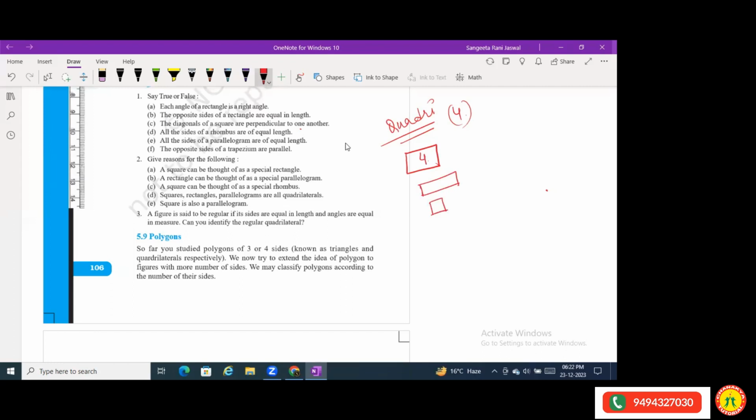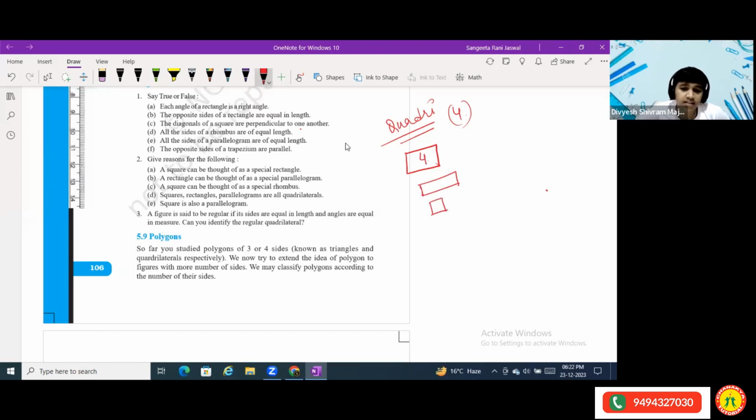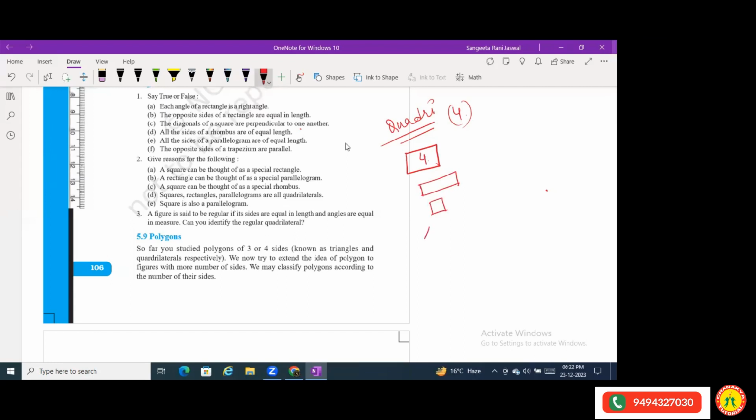Ma'am, there are four types of quadrilaterals. I mean five. Parallelogram, rectangle, rhombus, square, and trapezium. Yes, very good. So this is a trapezium. Then the parallelogram is here. Then you have a rhombus, whose all sides are equal. And you have a kite, where the adjacent sides are equal. So these are some quadrilaterals.